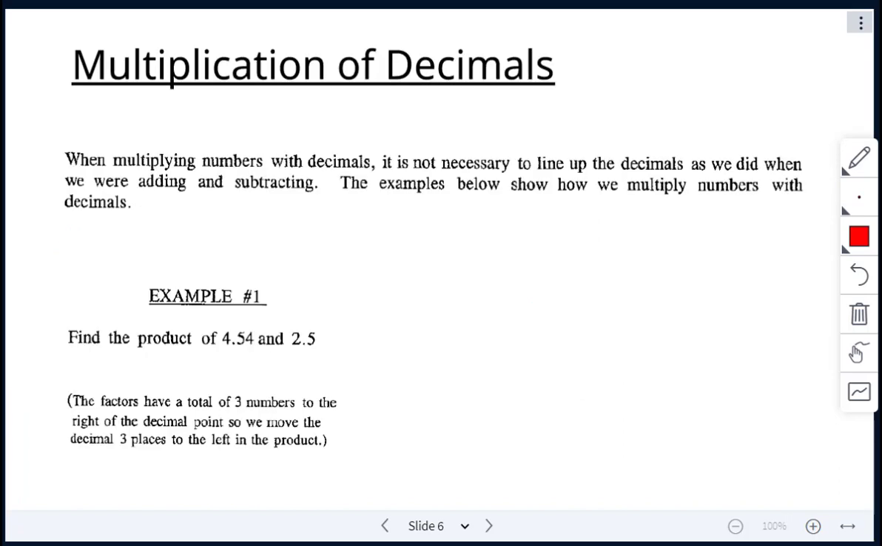Next, we're looking at multiplication of decimals. So when we're multiplying numbers with decimals, we do not need to line up the decimals. Okay? Lining up the decimals was just for adding and subtracting. So when we're multiplying here in our example, 4.54 and 2.5, we're just going to multiply. So 4.54 times 2.5. Okay, it's not lined up. We're just going to go ahead and multiply.